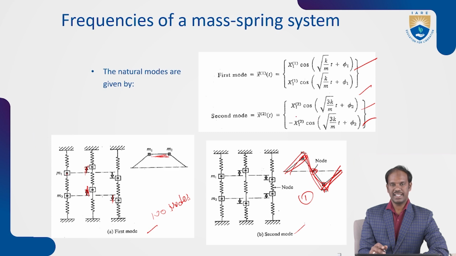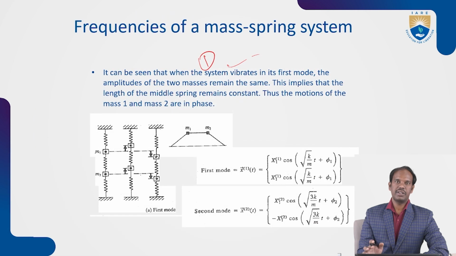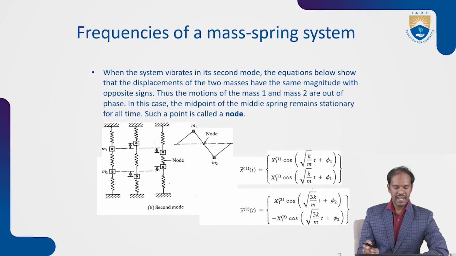If we take the second mode, then the length will change: the spring will be extended, and there will be some vibration happening in it. Thus the motion of mass 1 and mass 2 are in the same phase in the first mode, and this is under the second mode we have taken.